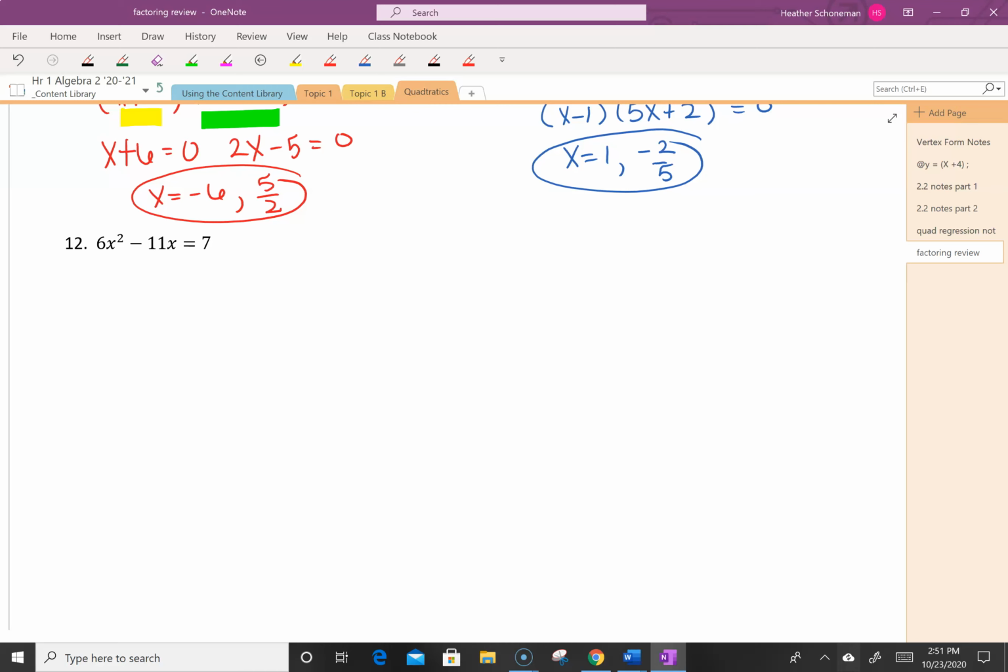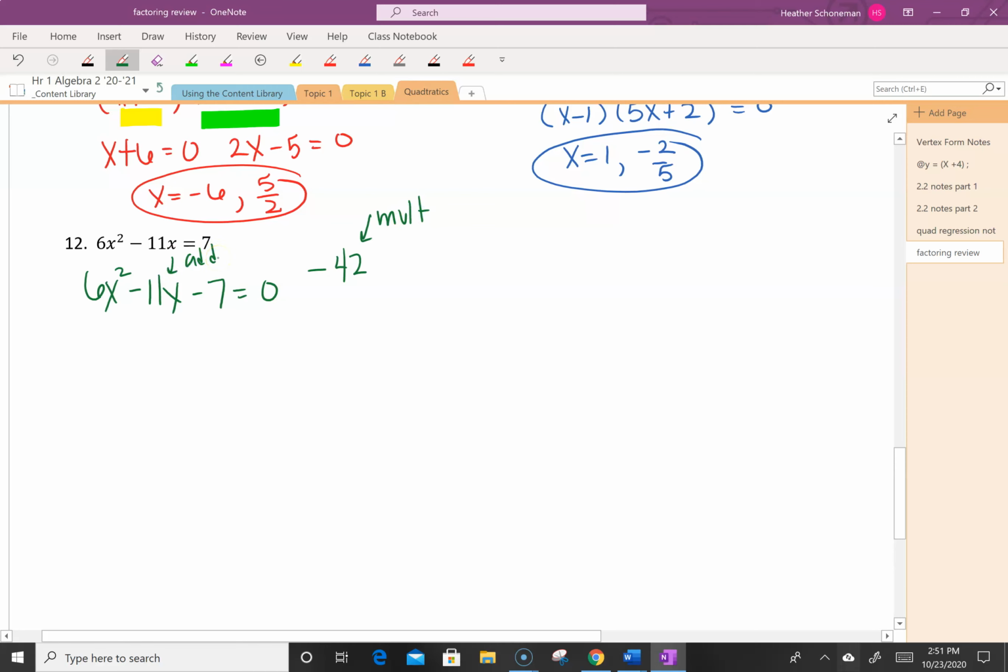All right, one more. Set it equal to 0. So I get 6x squared minus 11x minus 7 equals 0. So first I'm going to take 6 times negative 7, which is negative 42. So I need two numbers that multiply to negative 42 and add to negative 11. Well, 6 and 7 won't work, but negative 14 and 3 will. So now I'm going to rewrite it as 6x squared minus 14x plus 3x minus 7 equals 0.